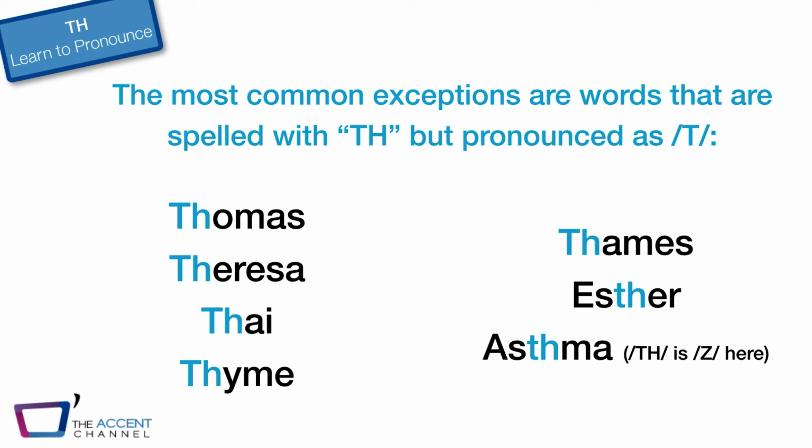In English, there are often multiple spellings that can represent a single sound. But with TH, we are lucky. When you see the letters TH, you say the sound th, the voiceless sound, or the voiced sound th, with only a few exceptions. And they are all on this slide. The most common exceptions are words that are spelled with TH, but pronounced as T or the T sound. Let's go through them together.